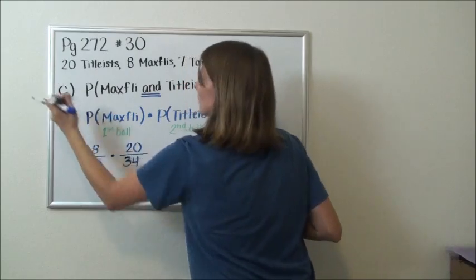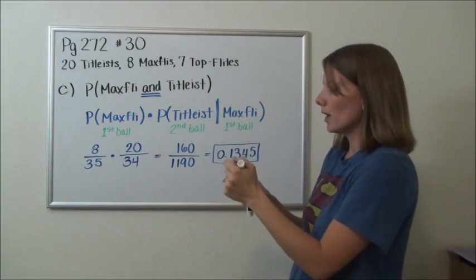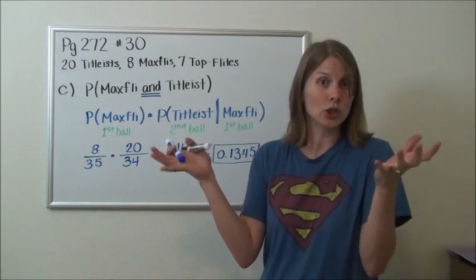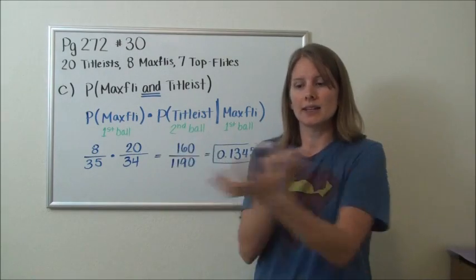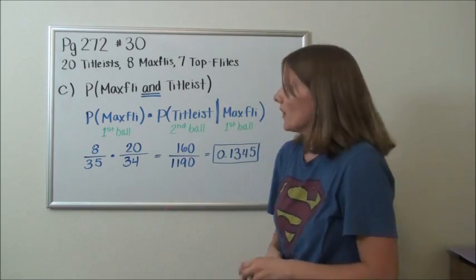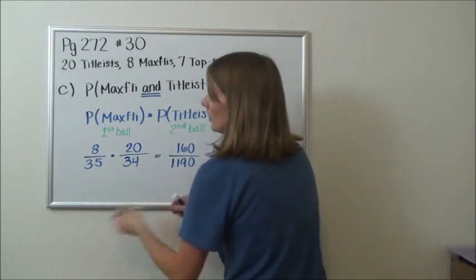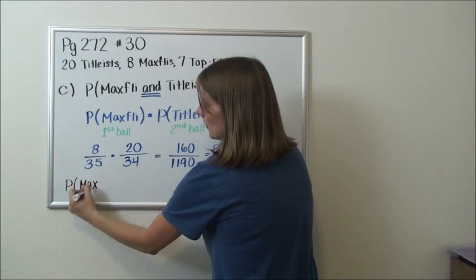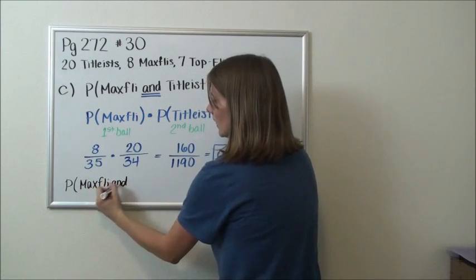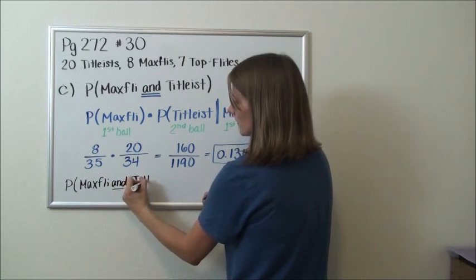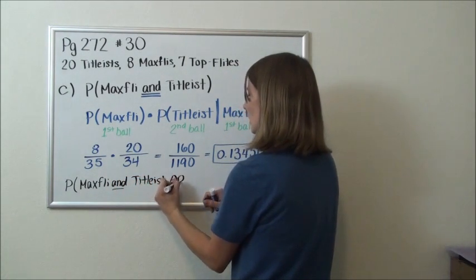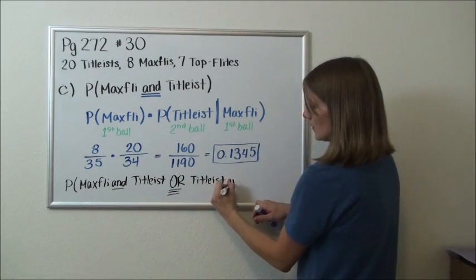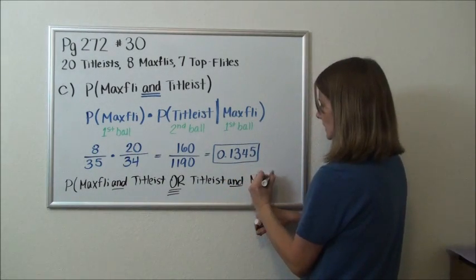Now part D says, what if you drew 2 balls and you didn't really pay attention to which was first or which was second, you just said, hey, I've got 2, and I want one to be a Max Fly and one to be a Titleist, but it doesn't really matter which order. What that would be saying is that you want to know the probability that you get a Max Fly and a Titleist, or a Titleist and a Max Fly.